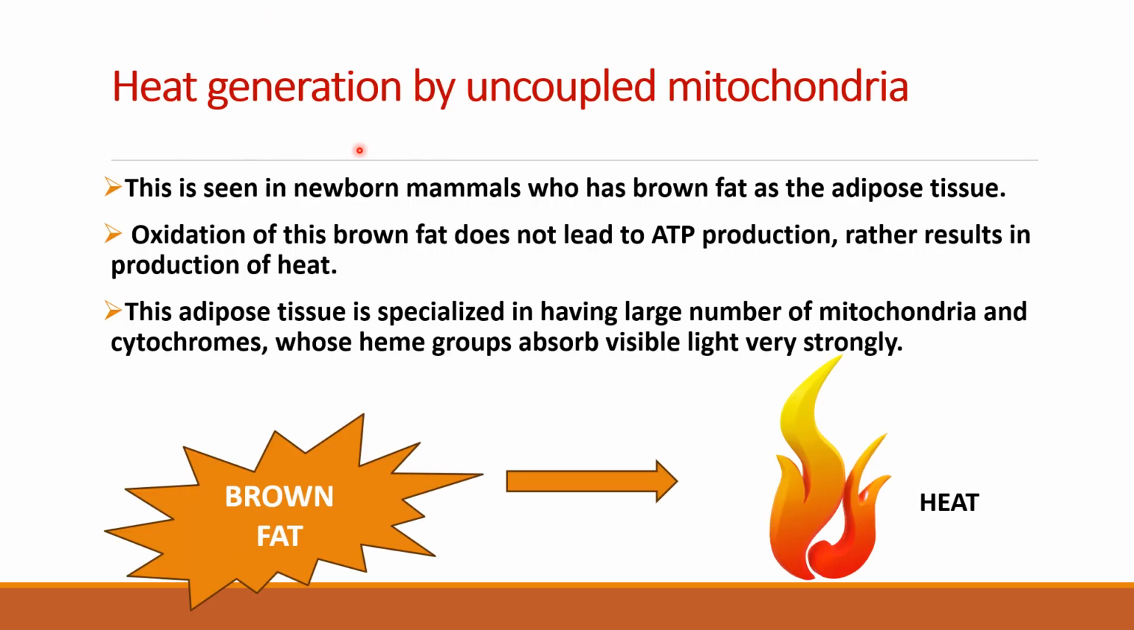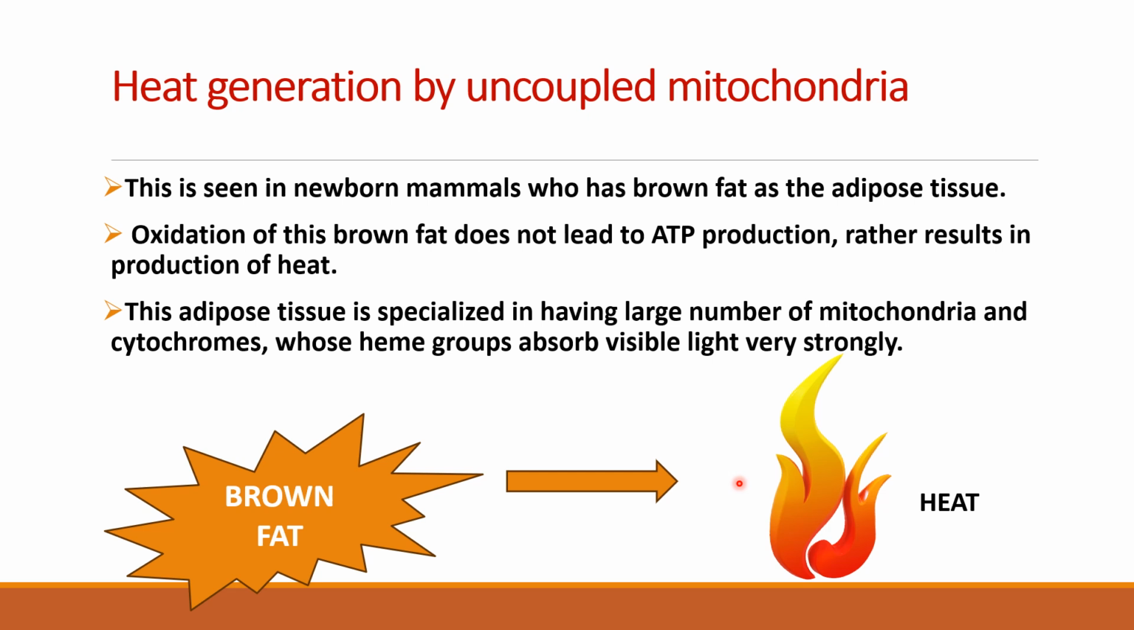Next, a very interesting regulation is heat generation by uncoupled mitochondria. This is found in the adipose tissues, the brown fat which you find in newborn mammals. Oxidation of this brown fat will lead to heat production, and it does not lead to ATP synthesis.